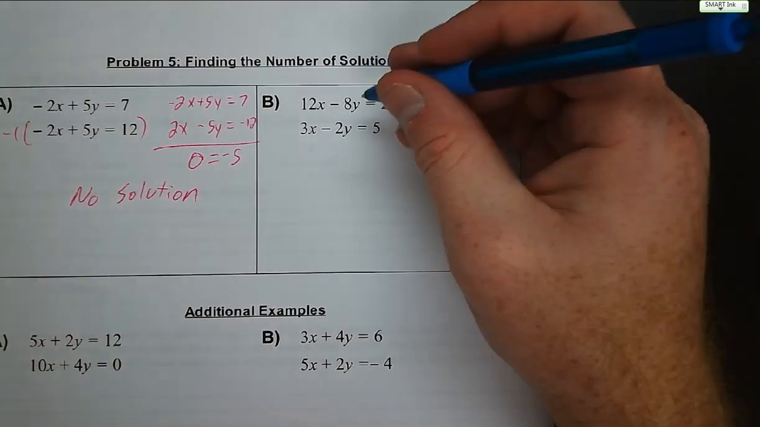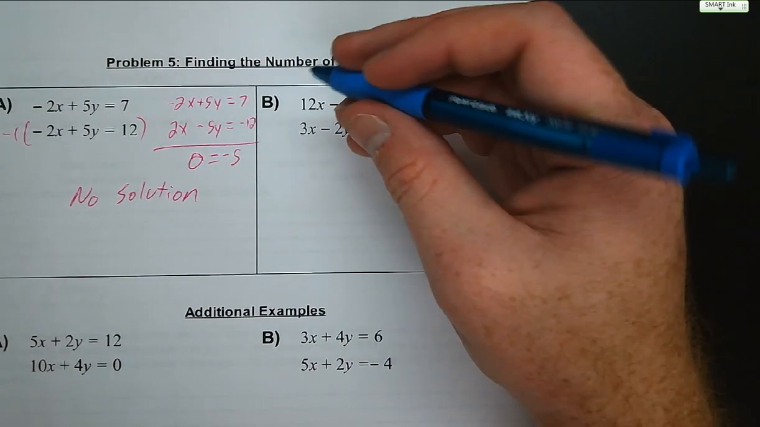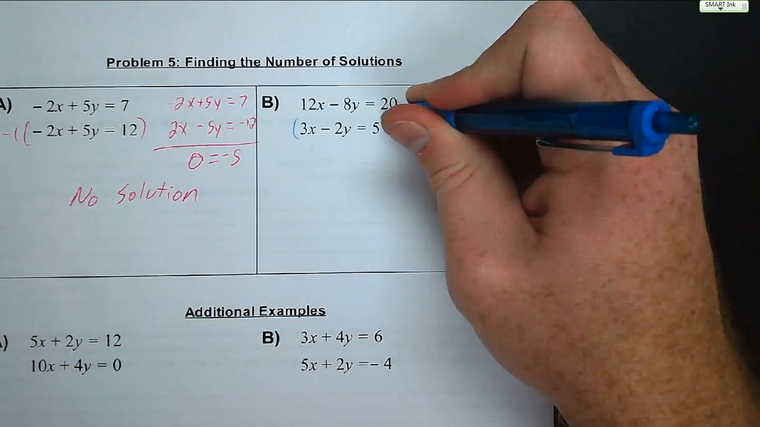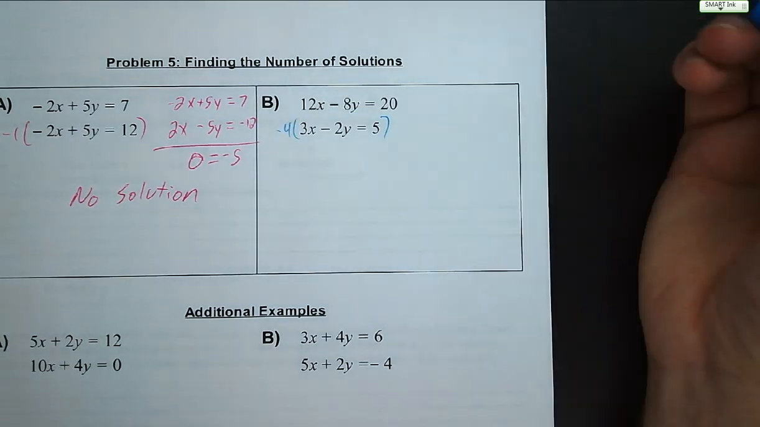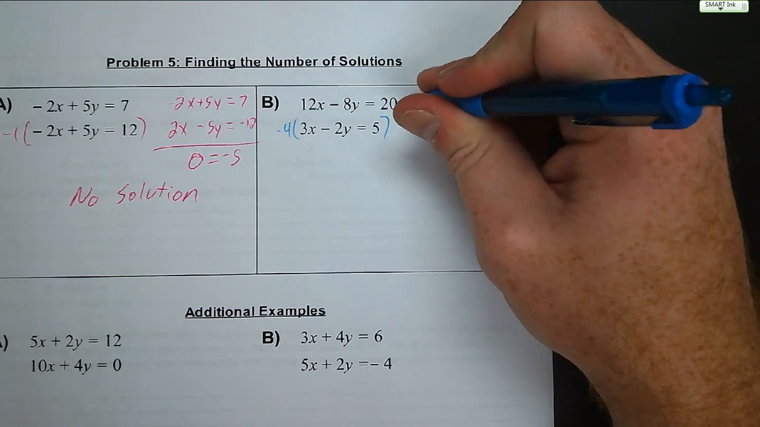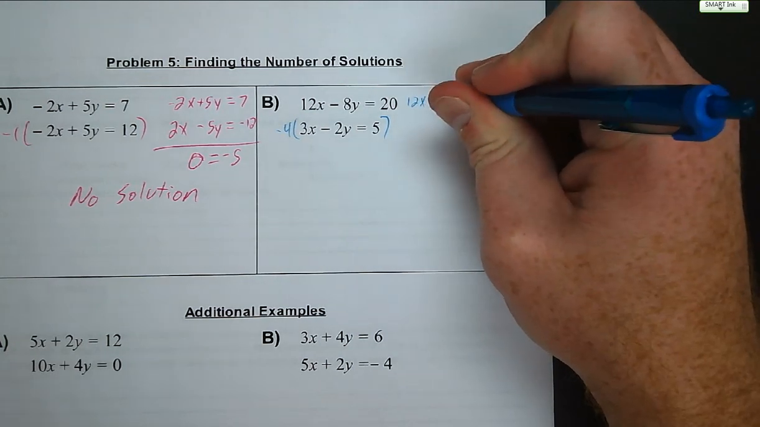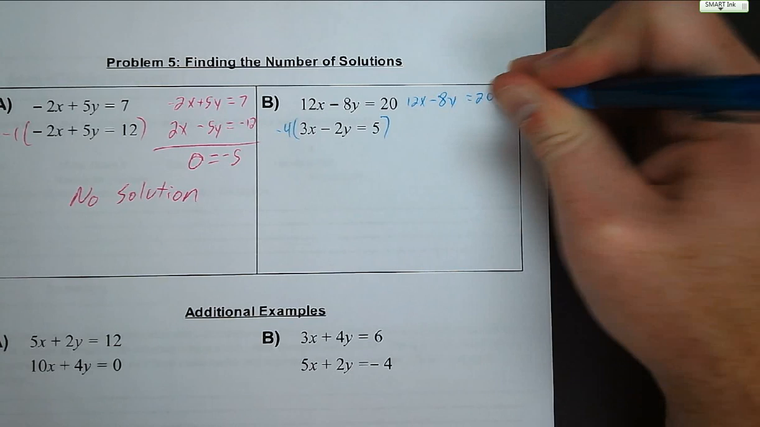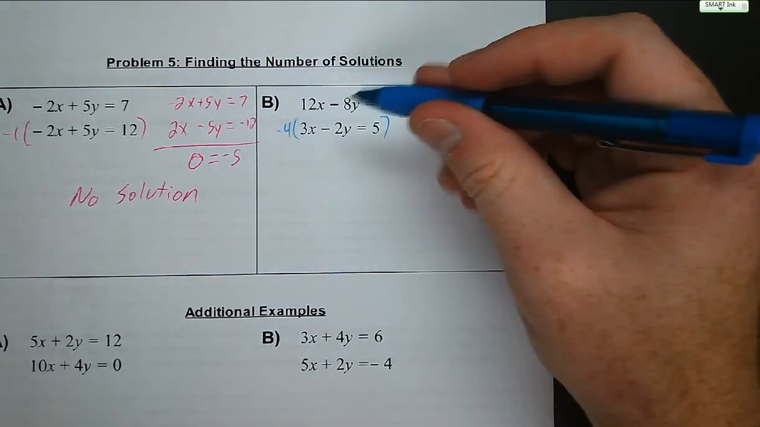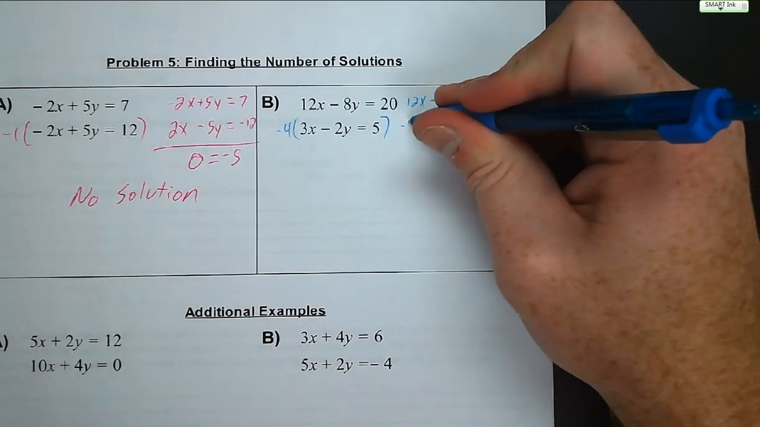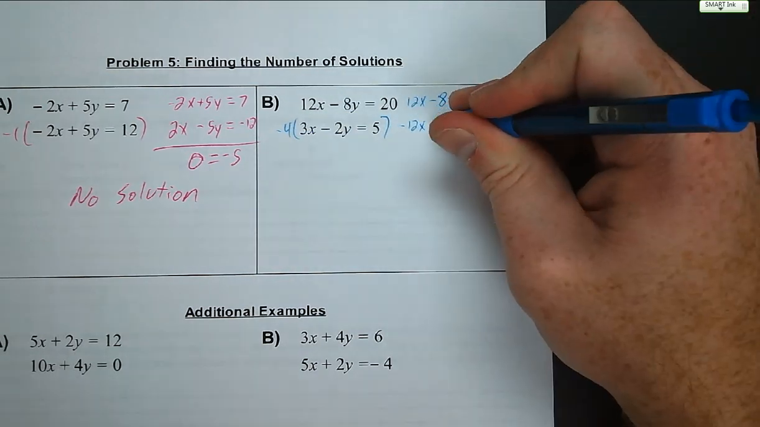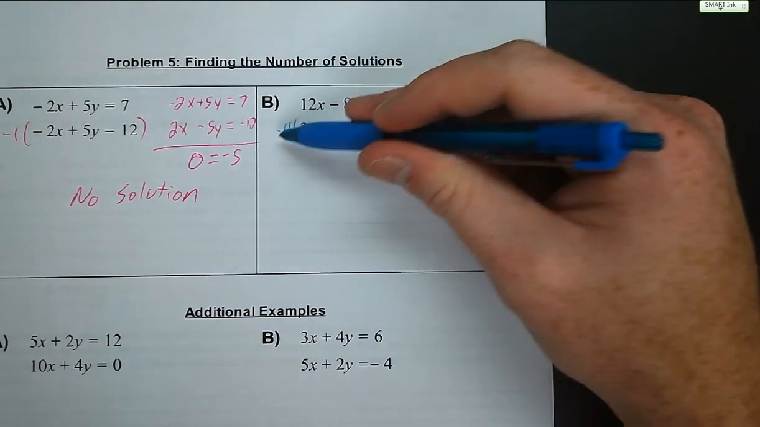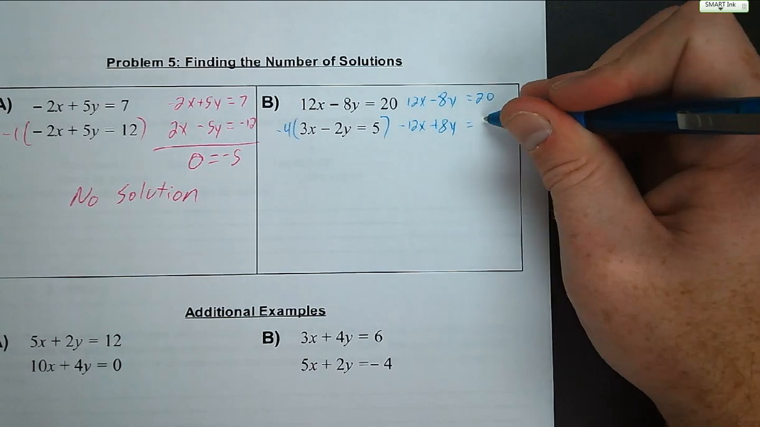We have the bottom equation. We can get an additive inverse by multiplying by negative 4, and we'll cancel our x values out. So we've got 12x minus 8y equals 20 for our first equation. Negative 4 times 3 is negative 12x. Negative 4 times negative 2 is plus 8y. And negative 4 times negative 5 is negative 20.